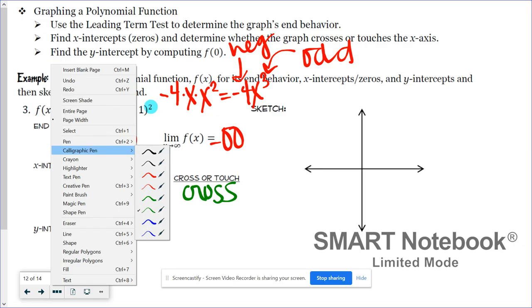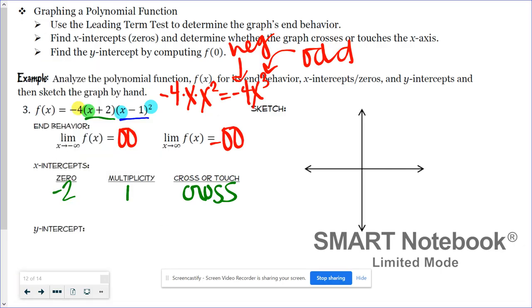My second x factor is x minus 1 quantity squared. X minus 1 tells me I have a 0 at 1. The multiplicity of the factor is 2. That's the exponent. 2 is even, so that means it touches the x-axis.